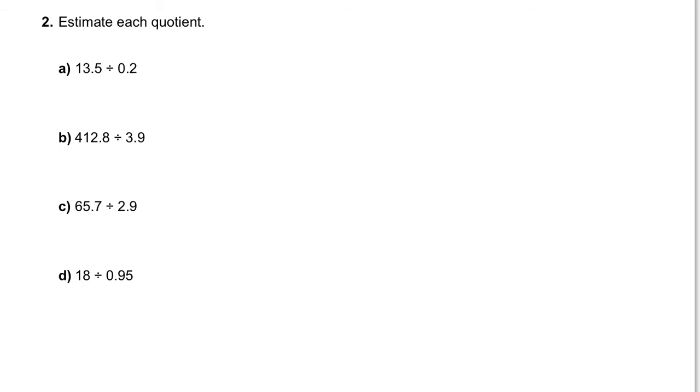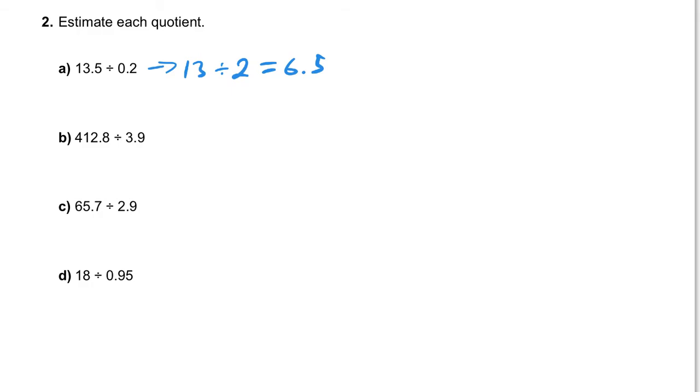Okay, now we're estimating the quotients, which are answers to division questions. So here we've got 13.5 divided by 0.2. I'm going to change this one to 13 divided by 2, which is 6.5. Now, this is way off. This is 10 times smaller.